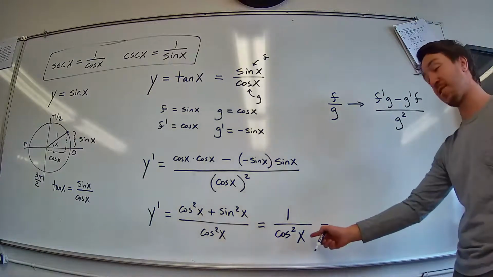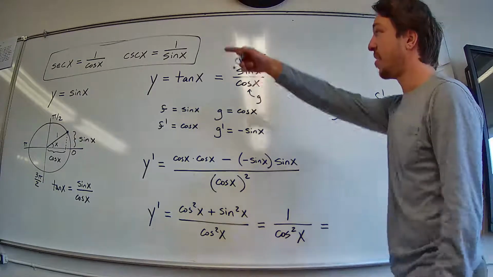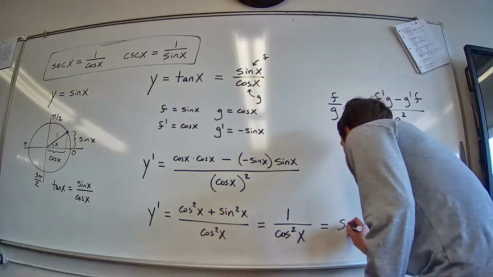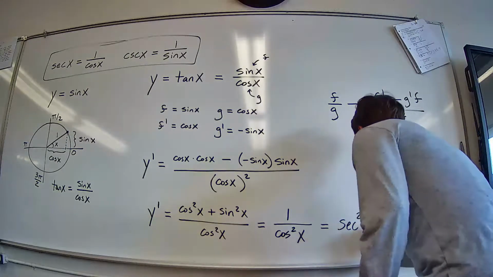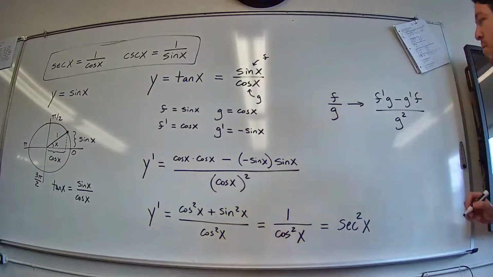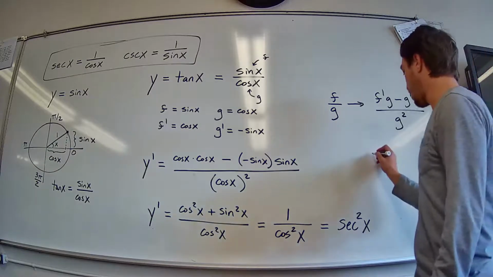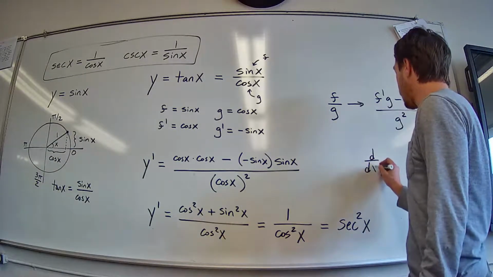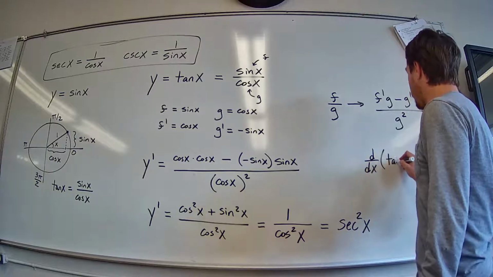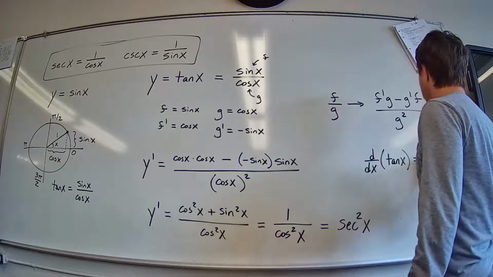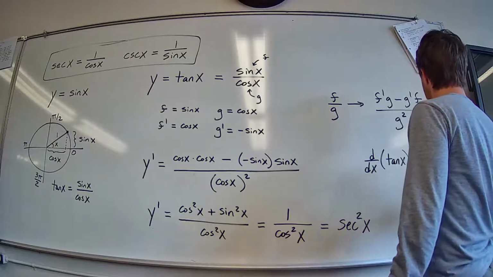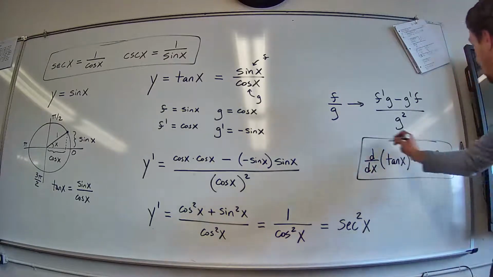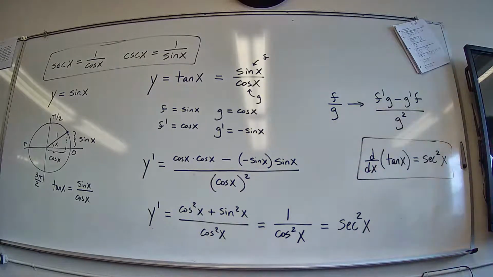Okay, so this actually is secant squared. And there's a famous calculus result, which is that the derivative of the tangent function is secant squared. Isn't that lovely?